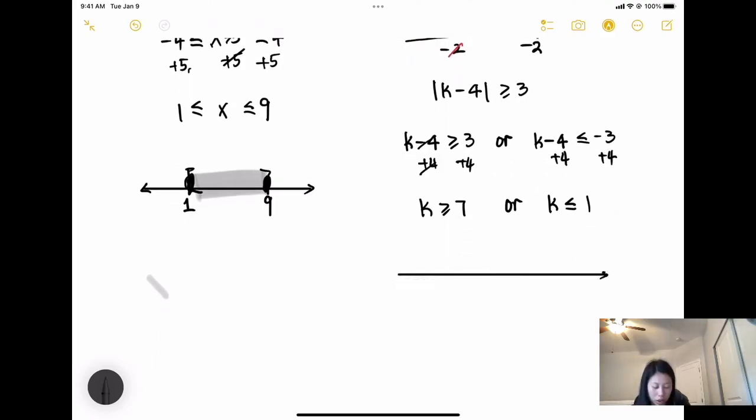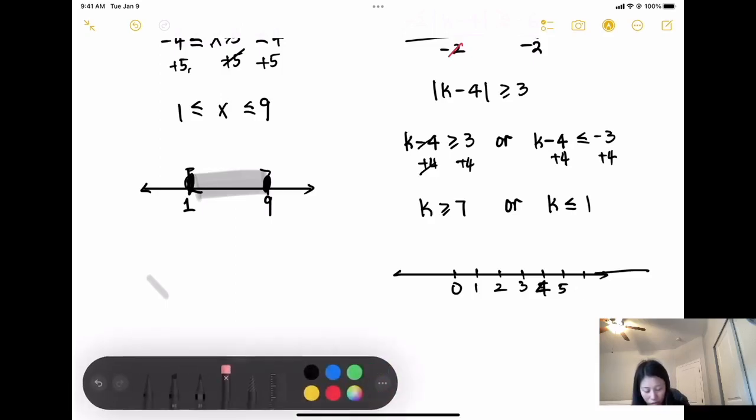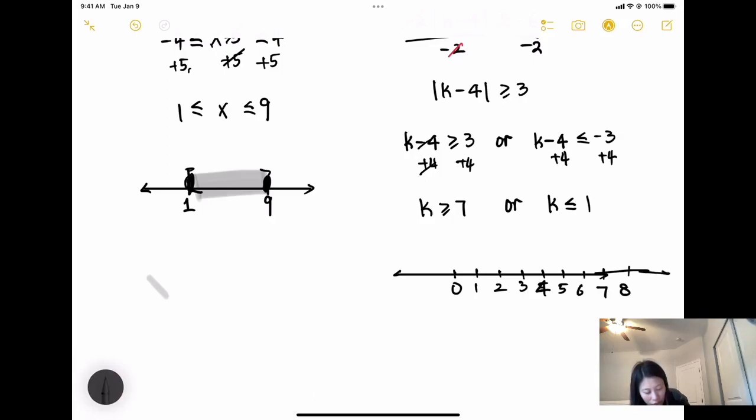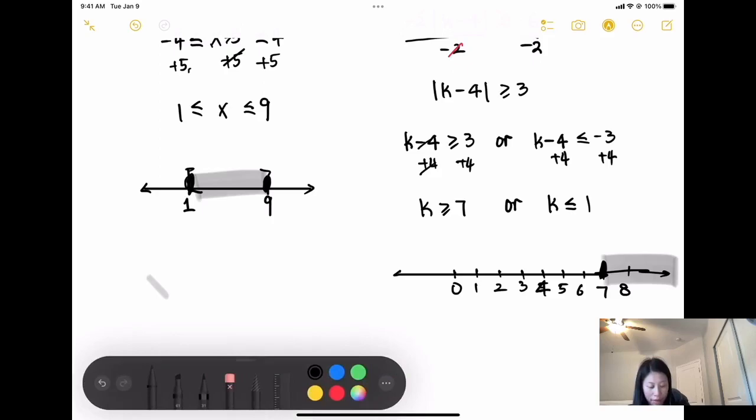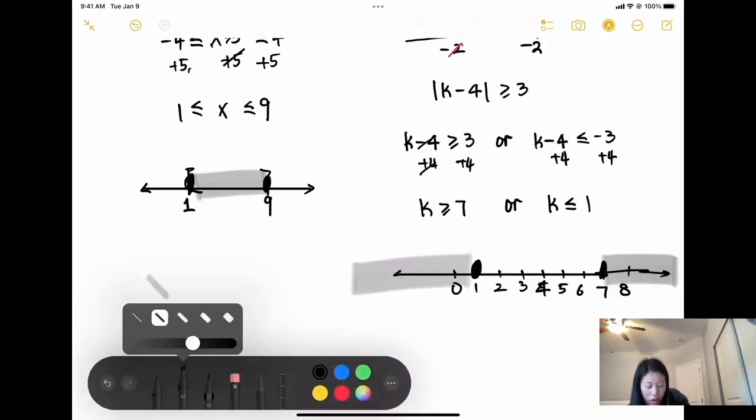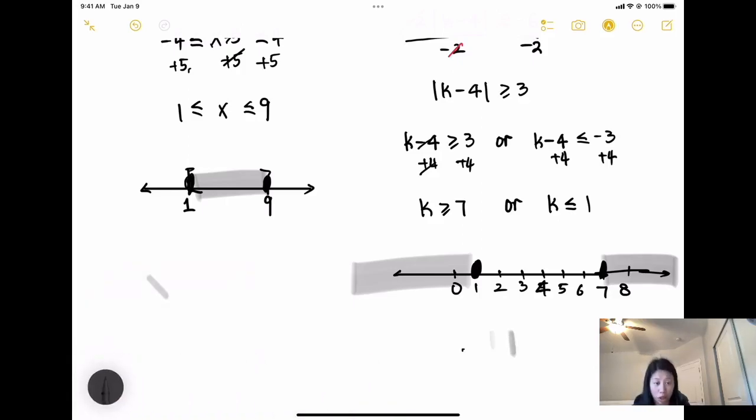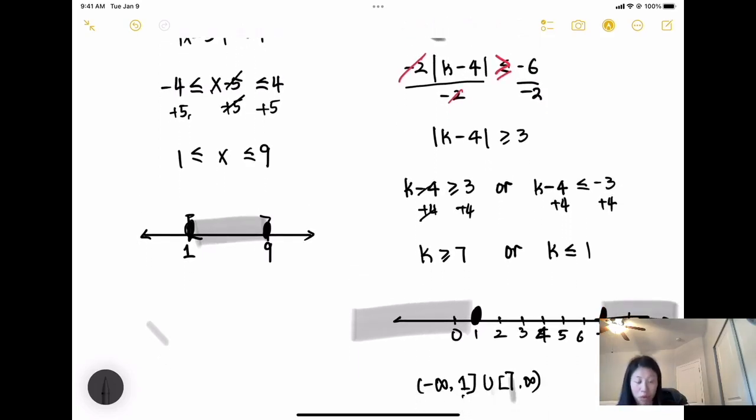So on the number line, these should be 0, 1, 2, 3, 4, 5, 6, 7, 8. Okay, so k is greater than or equal to 7, solid dot, greater than, so to the right, toward positive infinity, or k is less than or equal to 1, so that means from 1 to negative infinity. Okay, so in interval notation, this should be written as negative infinity to 1 bracket, union, bracket 7 to infinity. So in the previous example, if we want to write it in interval notation, this should be from 1 to 9, bracket and bracket.